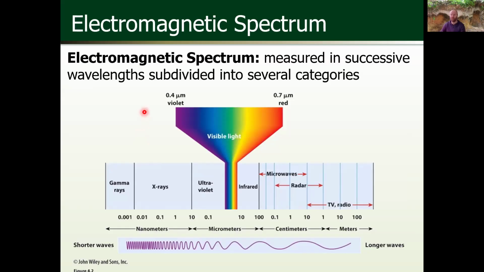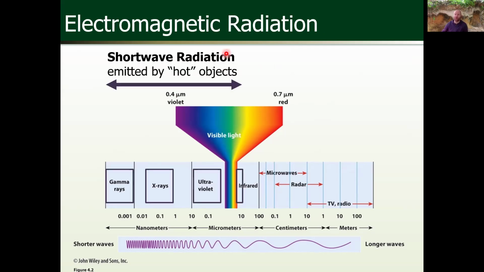All right, so here are the basics of the electromagnetic spectrum. It's measured in successive wavelengths, divisions of wavelengths into several categories. Each of the major divisions is shown on the screen, and I'll further break this out into subcomponents, beginning with shortwave radiation. Shortwave radiation is radiation emitted by hot objects. We'll talk about what specifically that means, hot object, in the coming slides. But for now, a hot object like the sun is capable of emitting shortwave radiation.